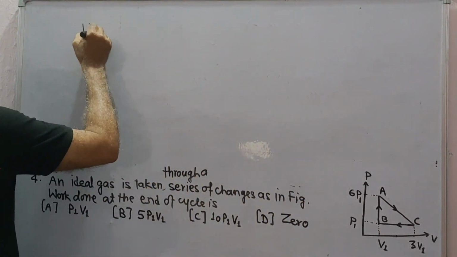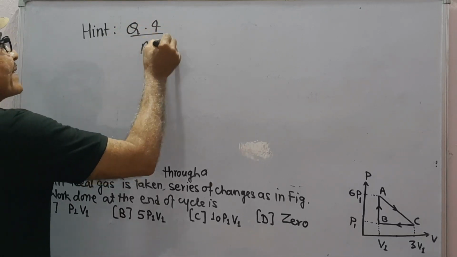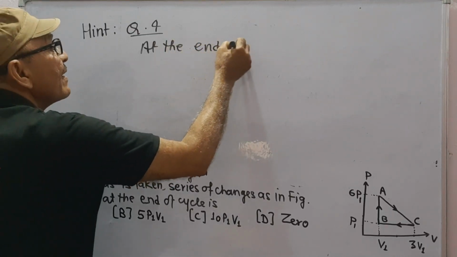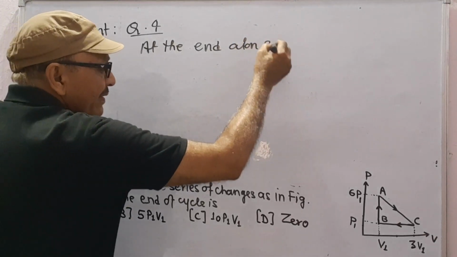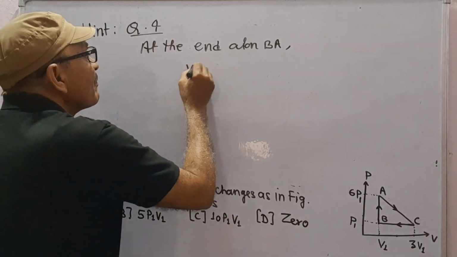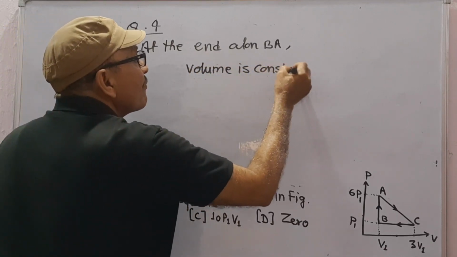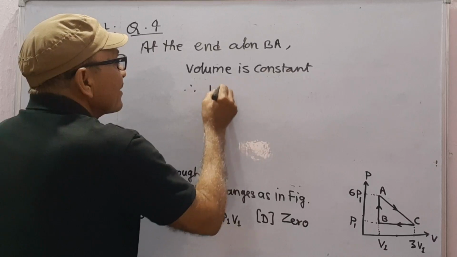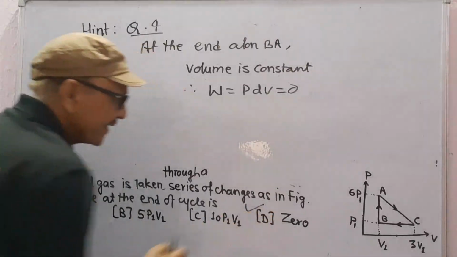So, answer to question 4. At the end of the cycle, along B to A, volume is constant, therefore work done will be equal to P dV is equal to 0. So the correct option will be D.